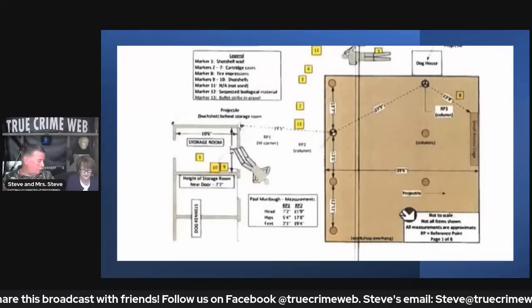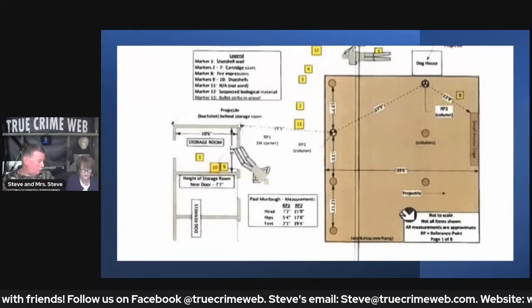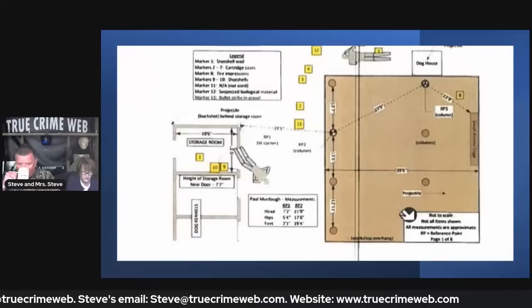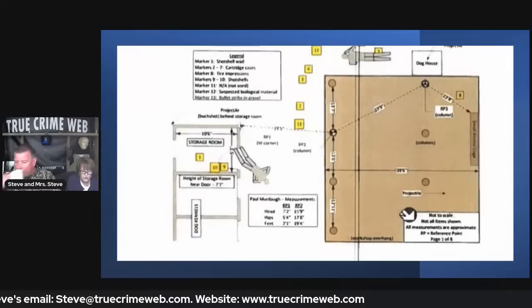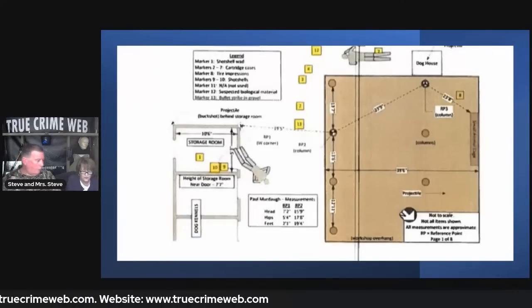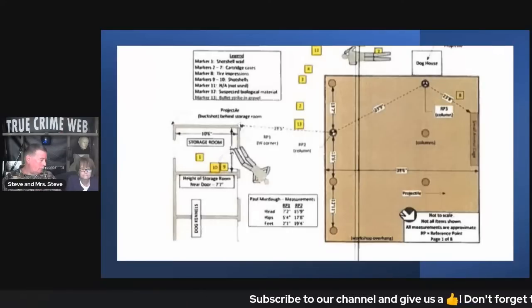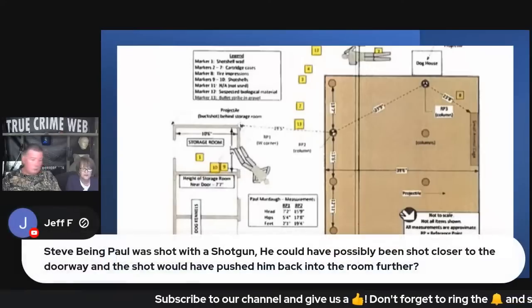All right, so let's see here. All right, we've done that one, so I got to get down here. Okay, normal for shell casings. All right, and this is from Jeff.